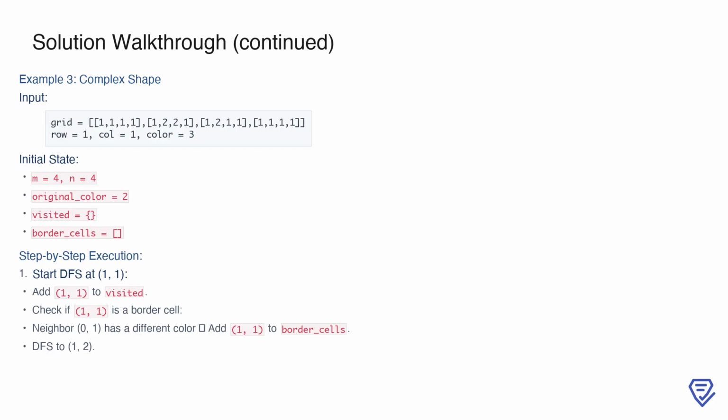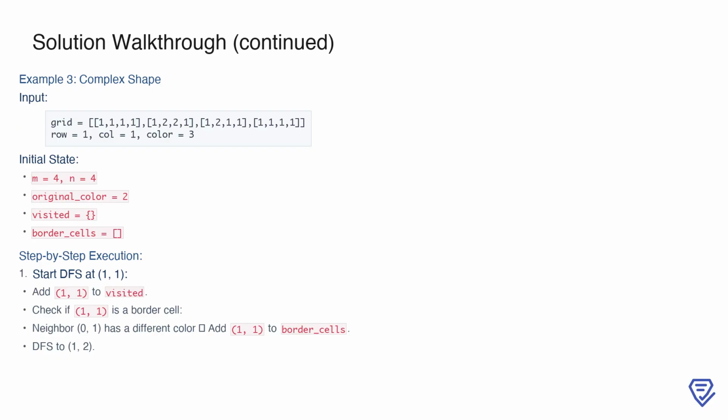Next, we analyze a more complex grid with a shape that includes multiple connected border cells. The grid is 4 by 4, and the starting cell at 1, 1 has an original color of 2. As usual, we initialize the necessary variables and start DFS from 1, 1.